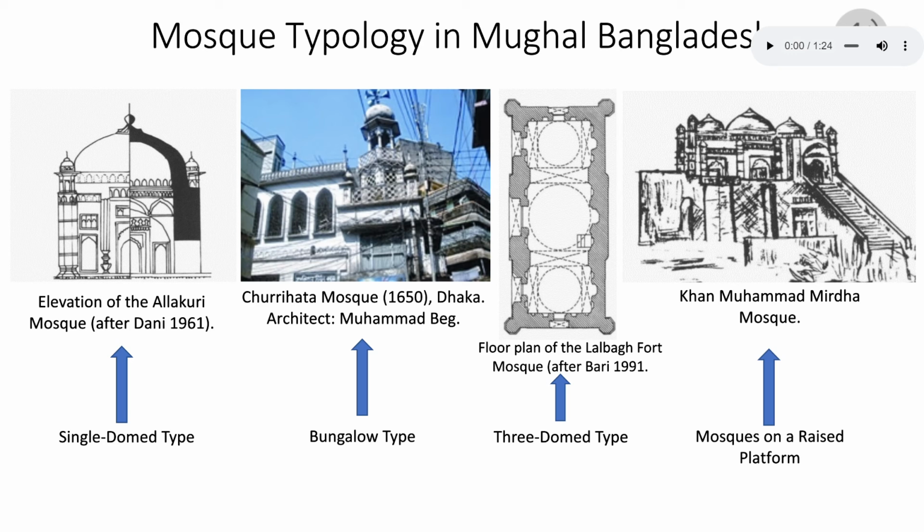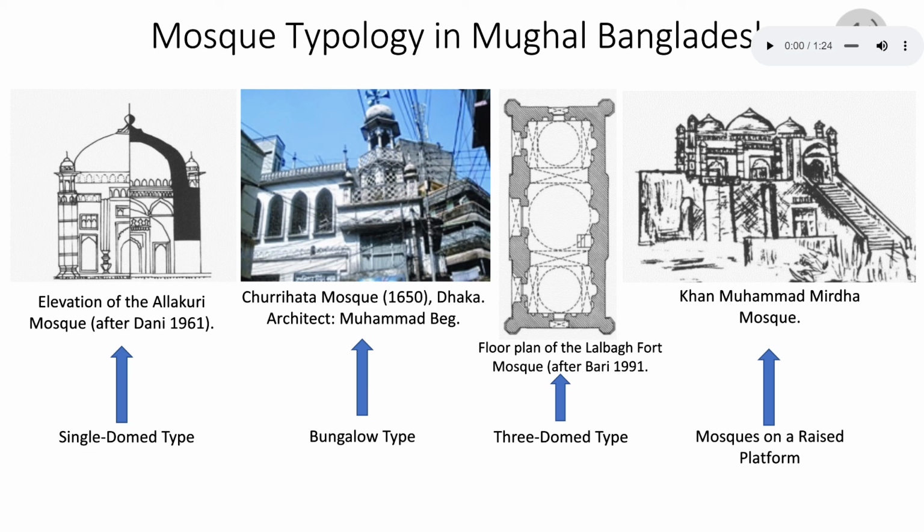The Al-Khuri Mosque is the single-domed type because it has a square plan and a singular dome that is crowned by a finial. The Churihata Mosque is an example of the bungalow type in that it has a chauchala roof instead of domes and has an oblong plan along with four corner towers.